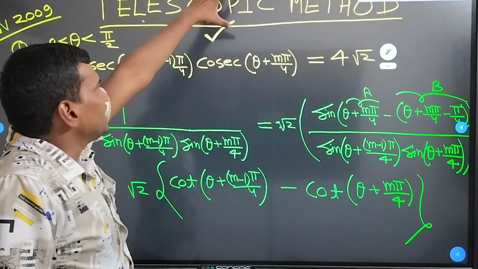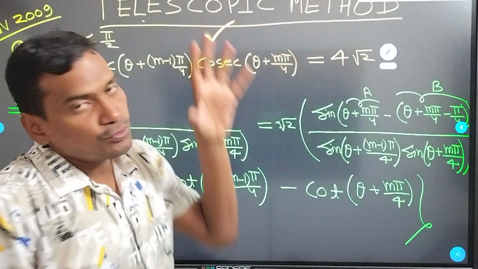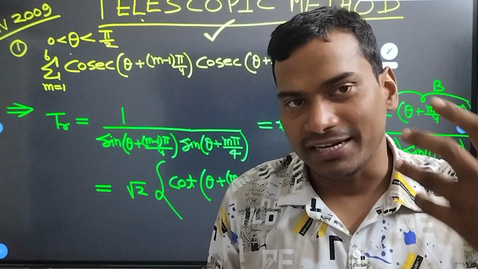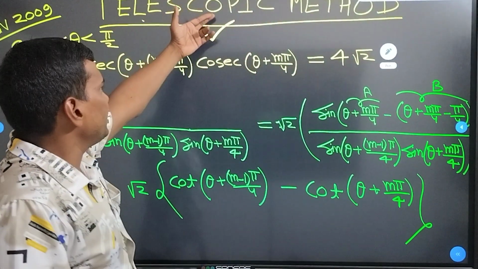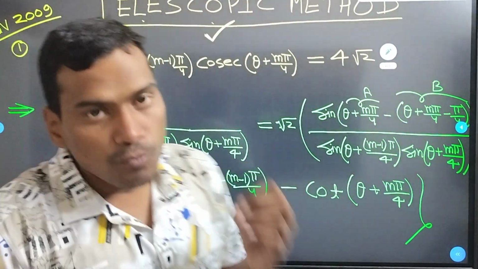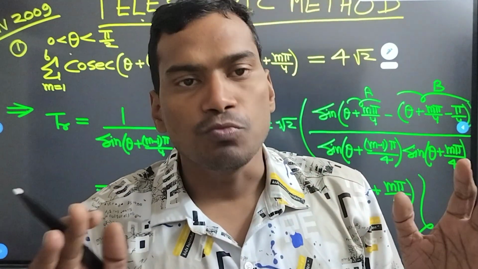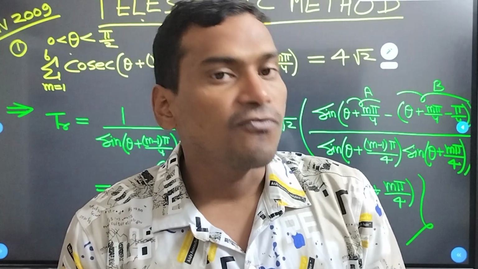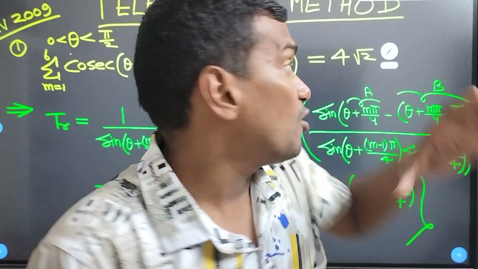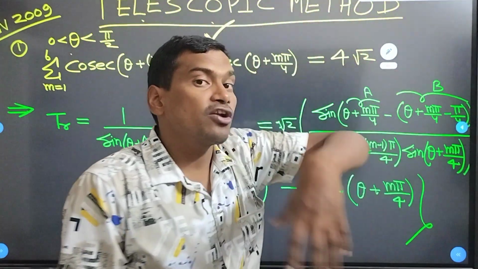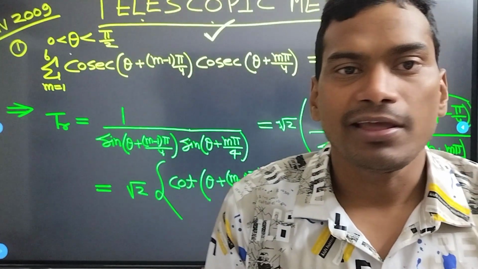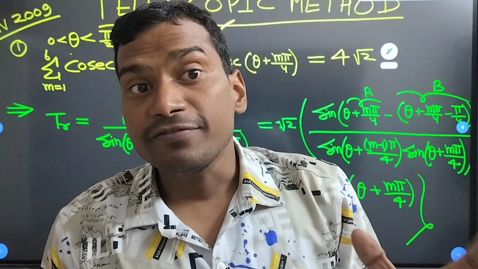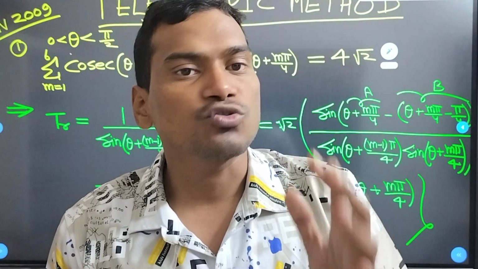Don't go by the name of the method. It is not related to any part of physics, right? Telescope and all things you study in physics, but this is a purely mathematical topic and most important for your JEE advanced exam. You cannot find any year's paper where questions on this telescopic method are not asked. Every year paper 1 and paper 2 combined, you will get around 2 to 3 questions only on this telescopic method.